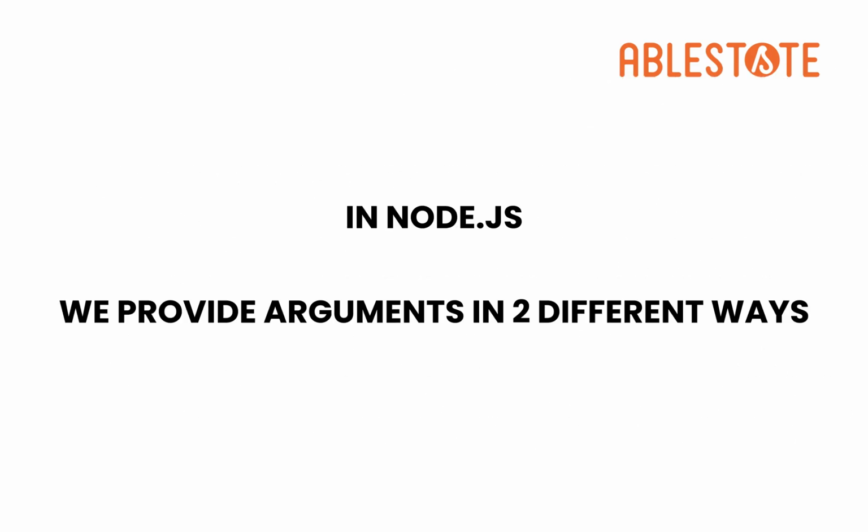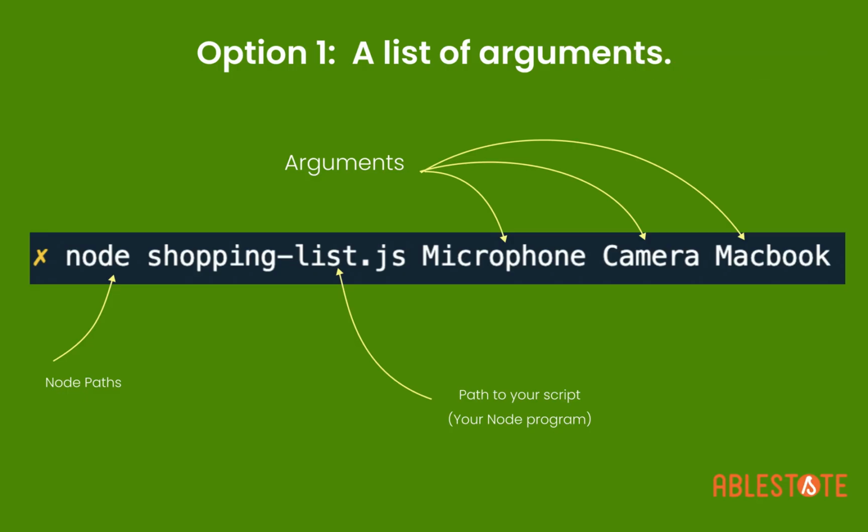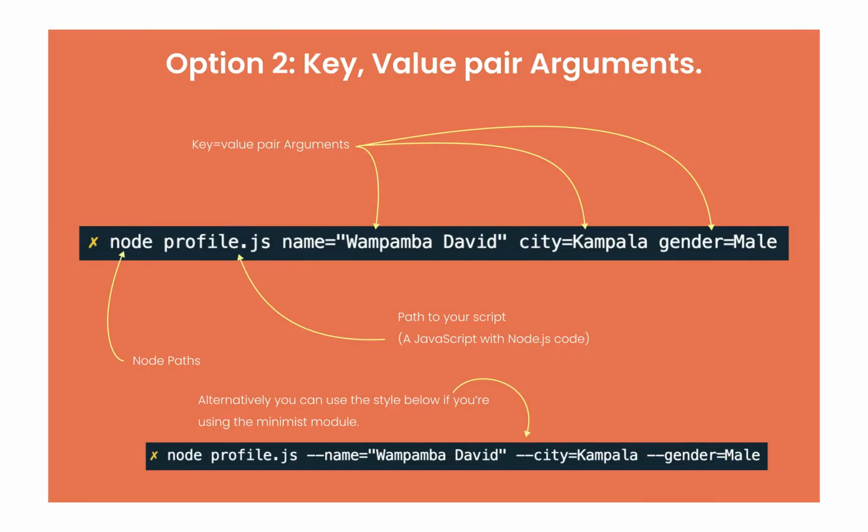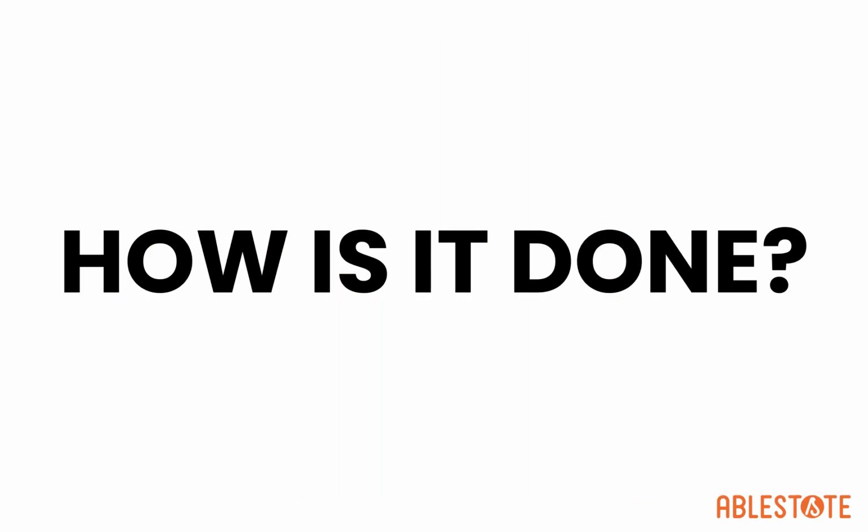We provide arguments to Node in two different ways. The first one is by providing a series of values, each value separated by a space. The second one is by providing a series of values in the form of key value pairs. Each value is separated from the key by an assignment operator. Let's see how it's done practically.